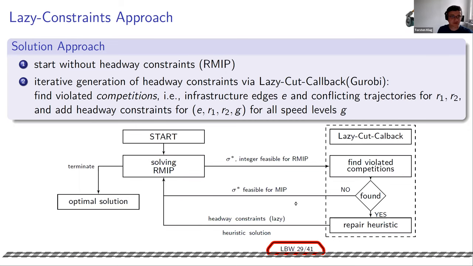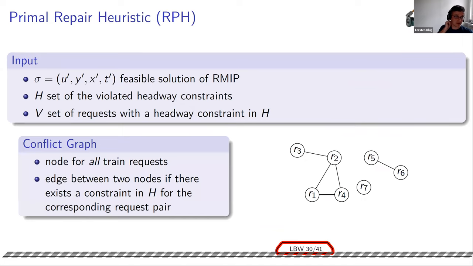So how does this repair heuristic work? The repair heuristic has as input the feasible solution that we get from the solver for the relaxed mixed integer program, and then the set of violated constraints, that is, the set of requests that have at least one violated headway. And with this, we construct a conflict graph. It's here on the right side. For each of the requests, we have one node, and an edge between two nodes if they have a violated headway constraint in this set.